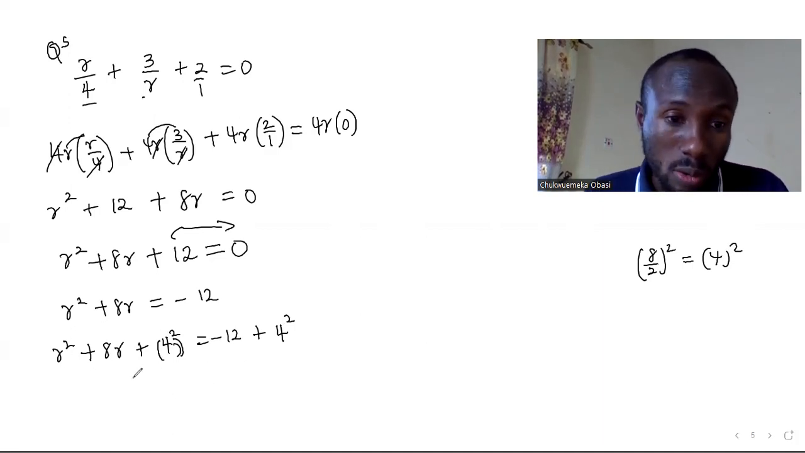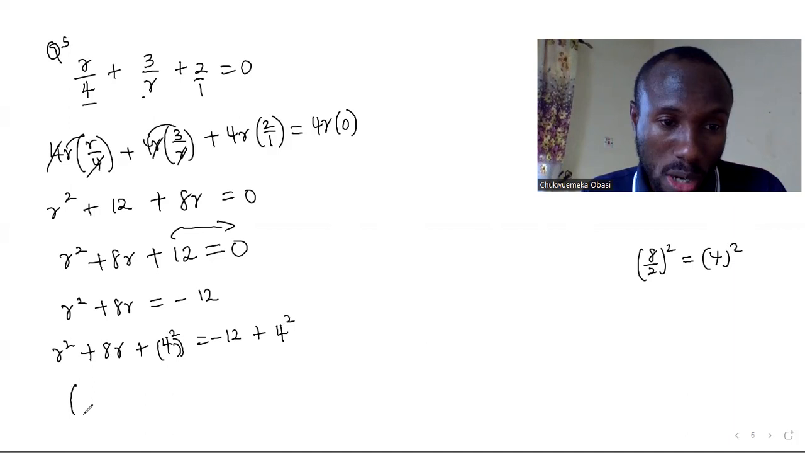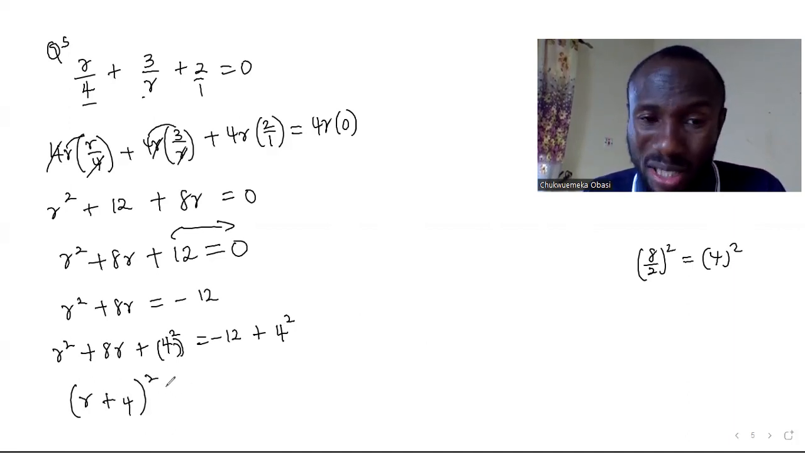So that's good. So now these guys become a perfect square. You have to open a bracket and square it. So you have r plus 4. This is pretty easy. Just understand the steps you get to go.